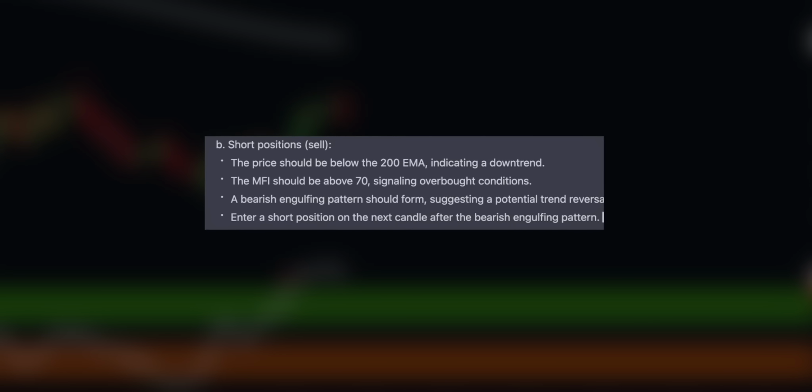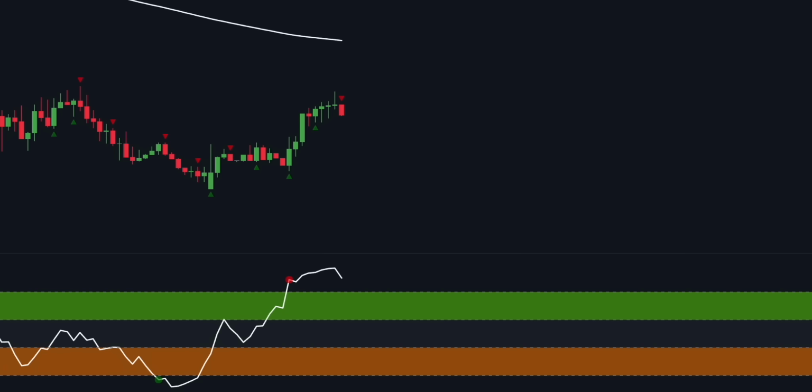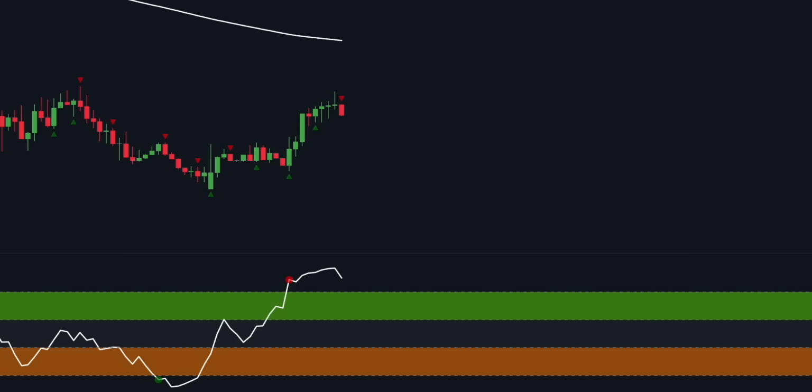For a short trade, ChatGPT mentioned that we should first identify a bearish trend. A bearish trend is present when the price is moving below the 200 EMA. The next condition is to have the money flow index overbought. This is confirmed by a red circle.